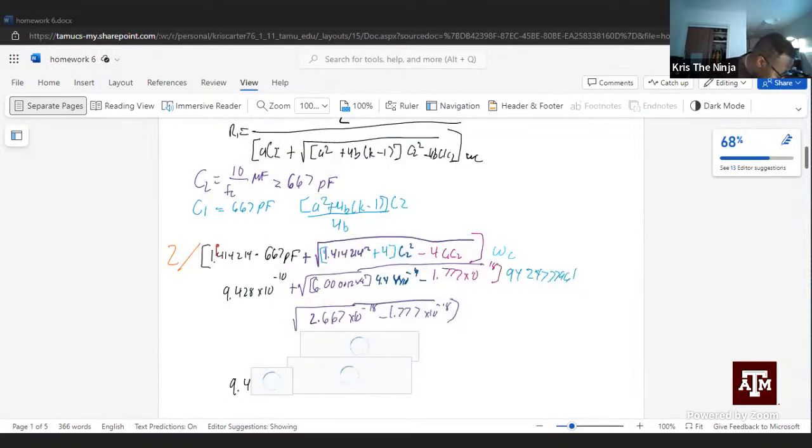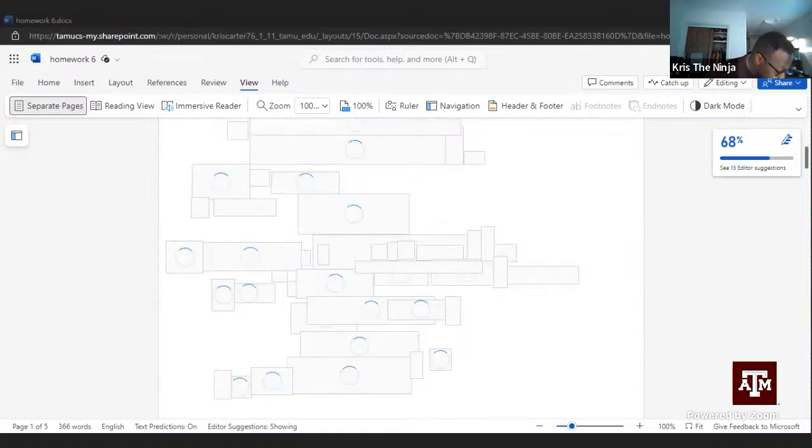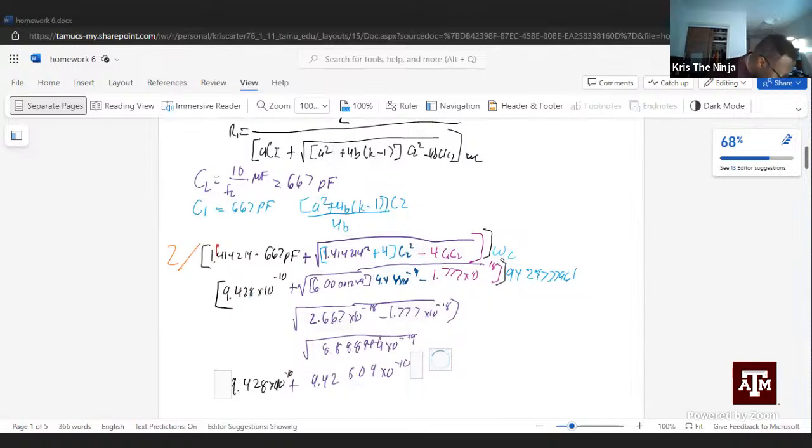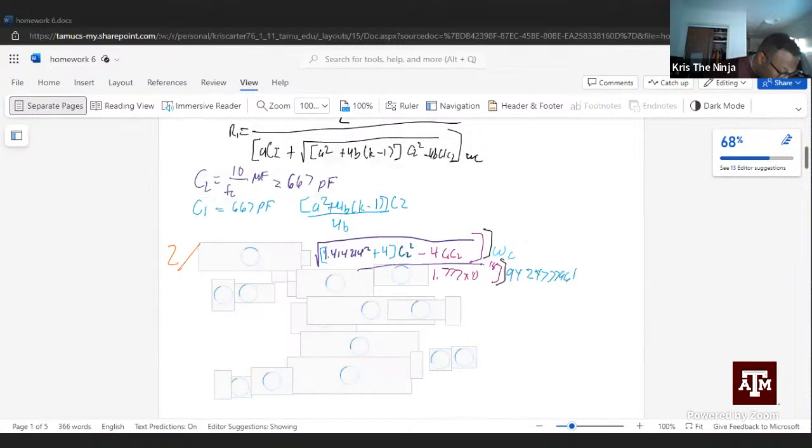Hold up. Oh, I almost forgot the brackets over here. So yeah, we add that first. That gives us, and this is multiplied by 94,247.7. So add those two together, we get 1.88.